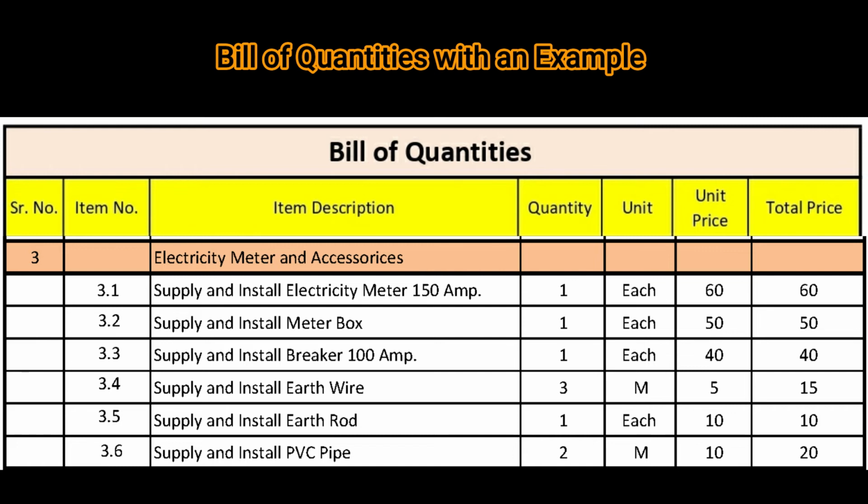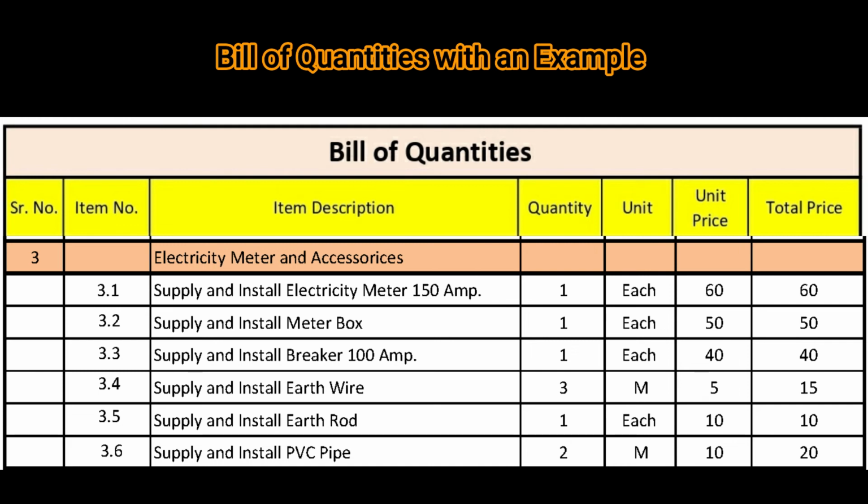Item number 3.3, supply and install breaker 100 ampere. Quantity 1, unit each, unit price is 40 and total price is also 40. Item number 3.4, supply and install earth wire. Quantity is 3, unit is meter, unit price is 5, and the total price is 15.